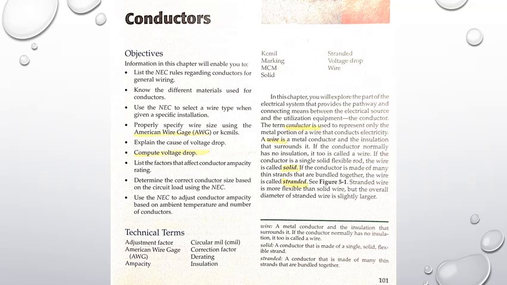Some of the technical terms: adjustment factor, American wire gauge or AWG, ampacity, circular mills, correction factor, derating, insulation, KC mill, marking, MCM, solid, stranded, voltage drop, and wire. Some of the definitions will be shown on the screen and not read. They are included in the text and in the reading.